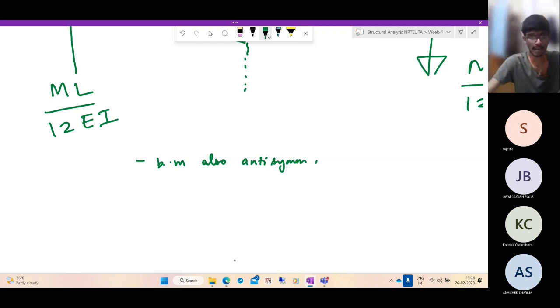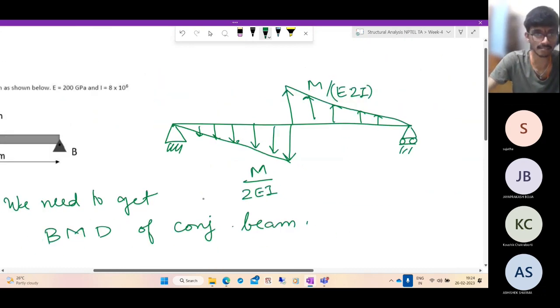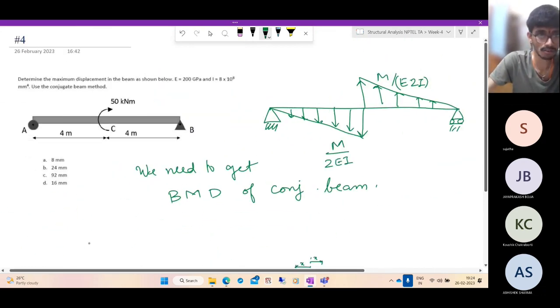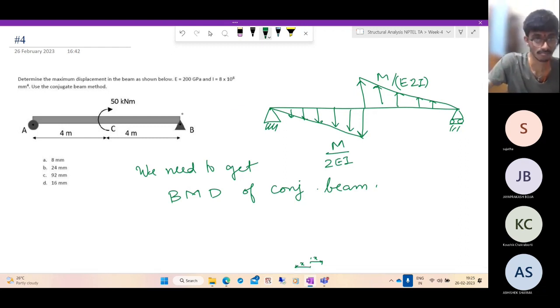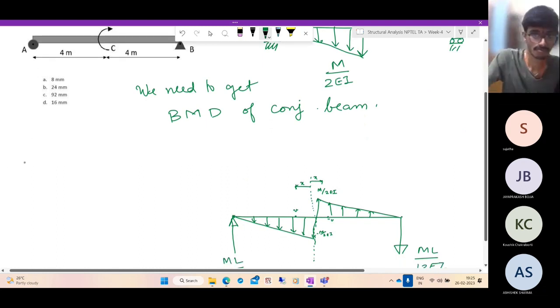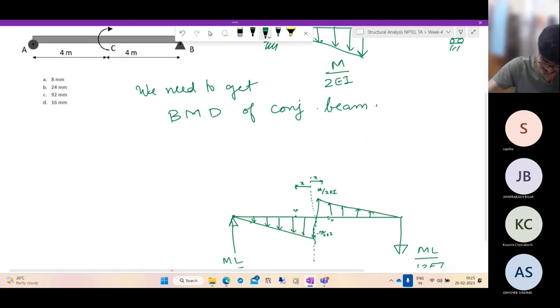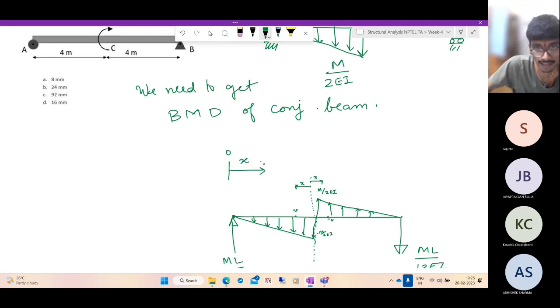They're asking the maximum deflection, right? So if we look at one side and find out the maximum, the other side will be the negative of it. So the magnitude is not going to change. So let us solve for it. Let us find the expression for bending moment in this. There's a linearly triangular loading. Let me take the origin at this point and consider this as x.